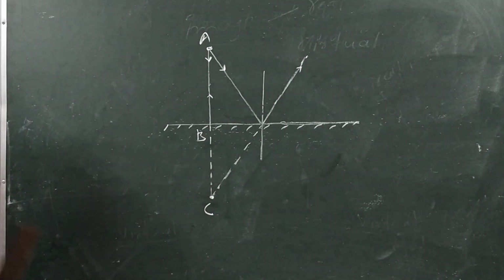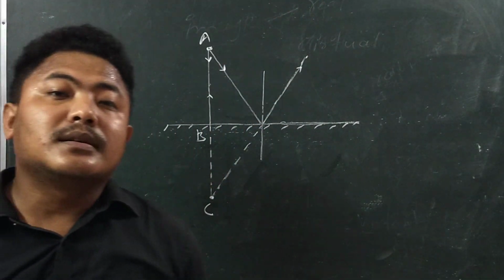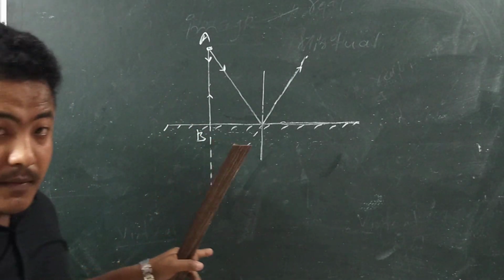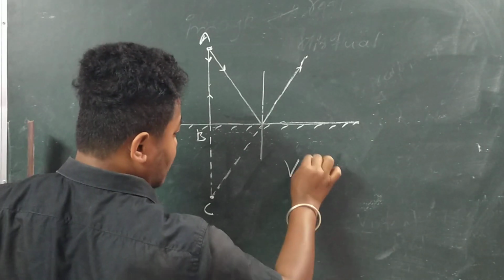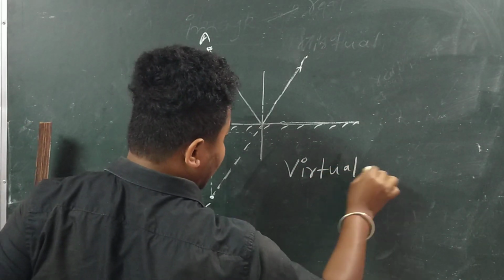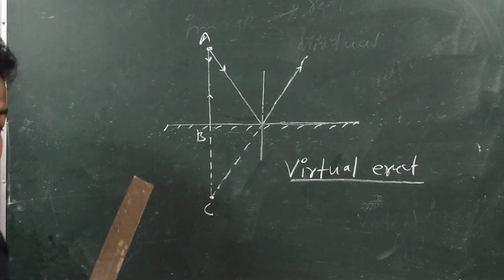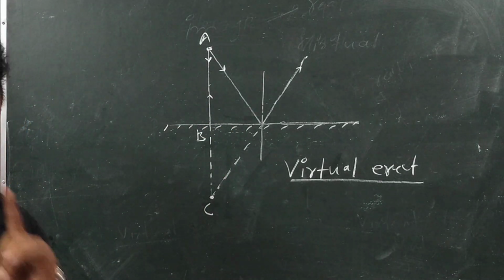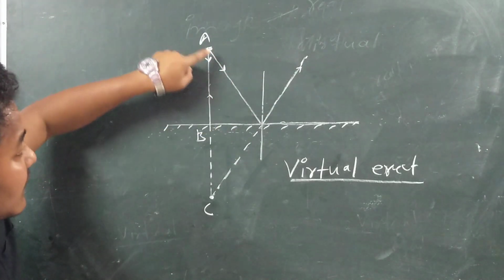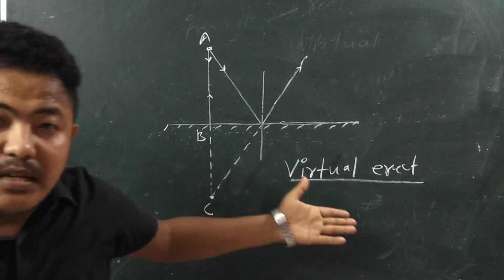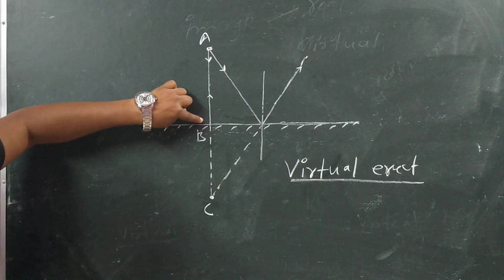So what type of images form in the case of a plane mirror? The image formed is virtual and erect. Remember, images formed in a plane mirror are virtual and erect, and formed behind the mirror. But the most technical point in this diagram is that AB equals BC, if you go mathematically.